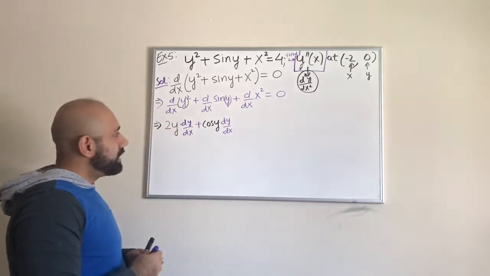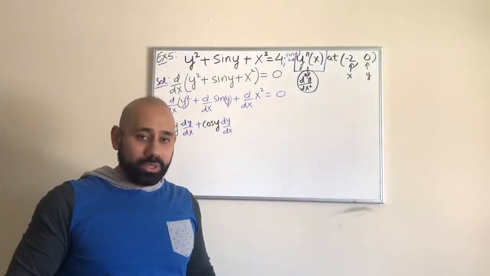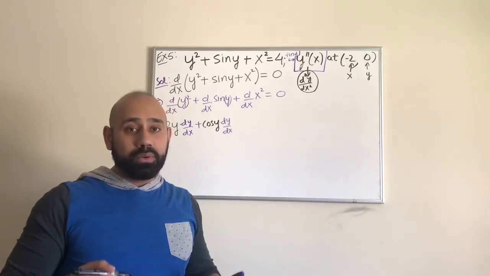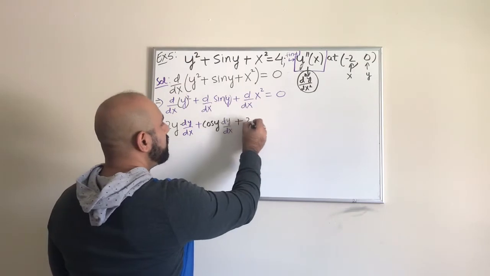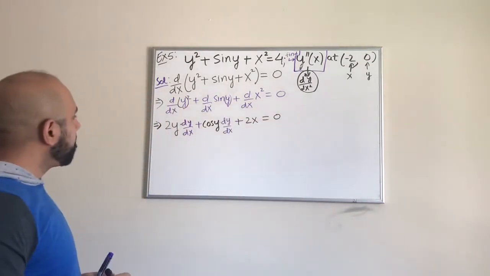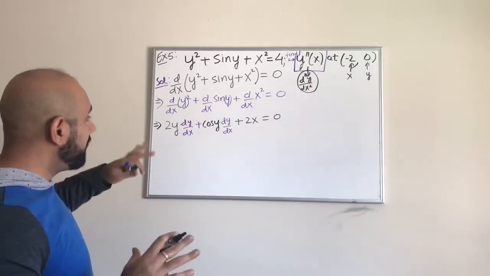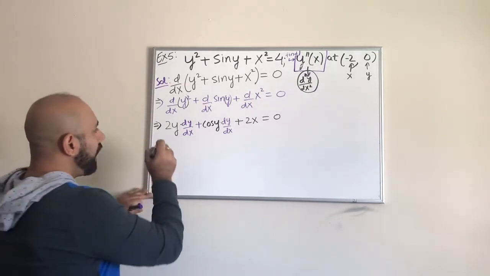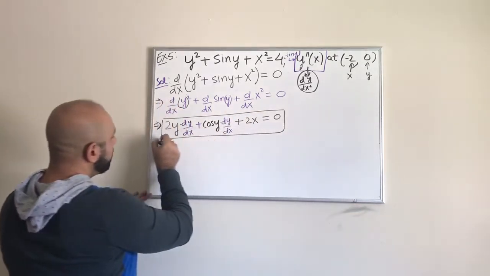The third one is the simplest one. It is the derivative of x squared with respect to x. All we have to use for that is the simple power rule, x to the power n. So it's just going to be plus 2x equal to 0. This is taking the first derivative. I'm going to preserve this equation, and we should preserve this equation.